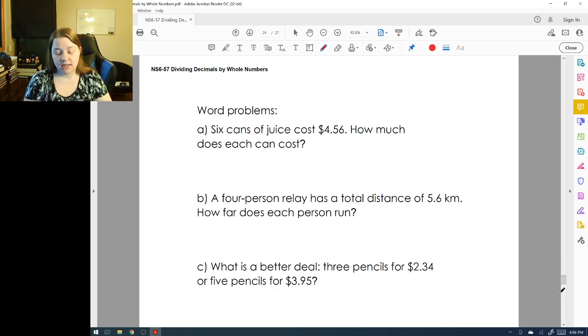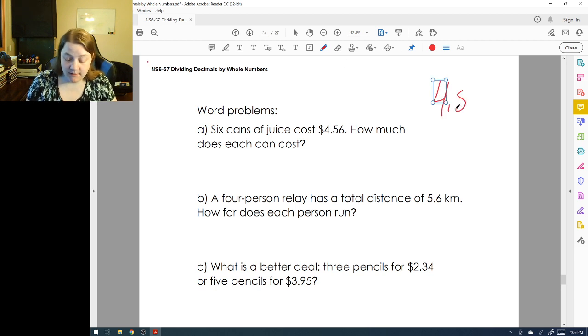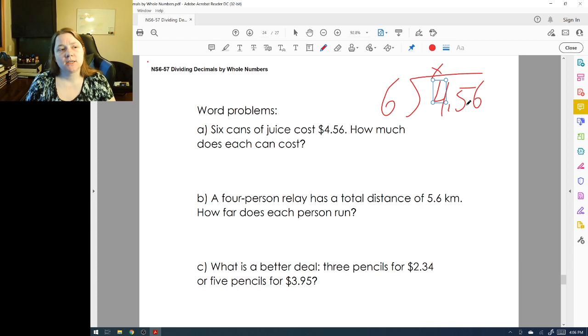So if we take a look at letter A, 6 cans of juice cost $4.56. How much does each can cost? Well, if I have 4.56 divided by 6 cans. 6 doesn't go into 4. 6 goes into 45. Well, 6 times 8 is 48. That's too high. 6 times 5 is 30. That's not enough.